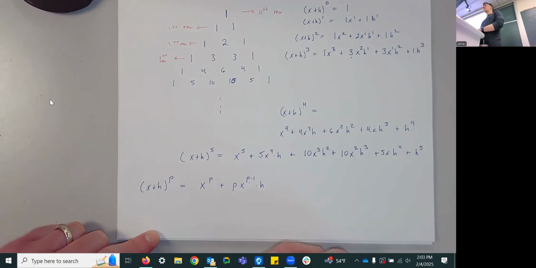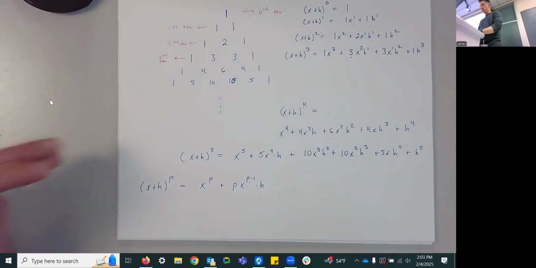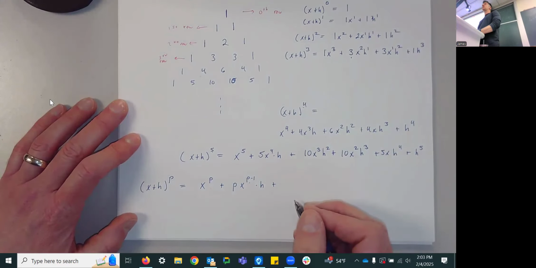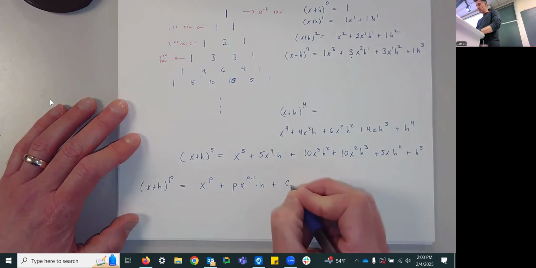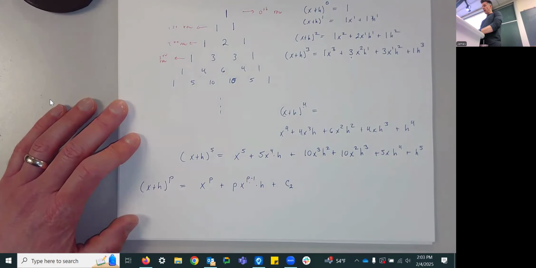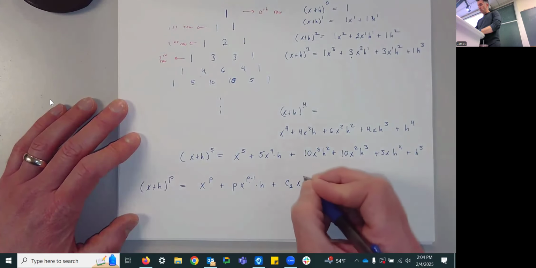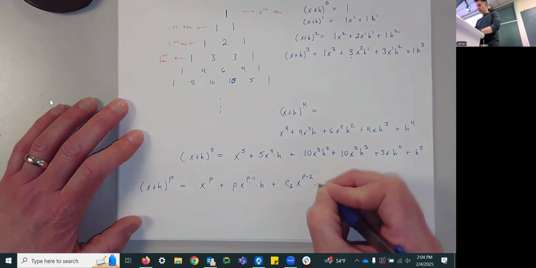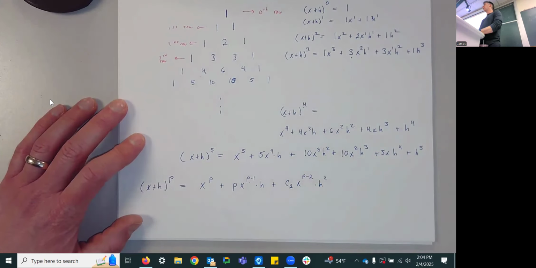The power of x is 1 less, the power of h is 1 more. And then for the next term, I don't want to burden you with the knowledge of what the coefficient is because it's annoying. Later on, if you ever take a stats class or a combinatorics class, come talk to me, we'll talk about it. It's called the binomial coefficient. But the next term, I don't really care. I'm just going to call it c sub 2. So there's some constant. I don't care what it is. And I know that the power of x is 1 less than it was before. So p minus 2 now, or p minus 1 minus 1. And the power of h is h squared.